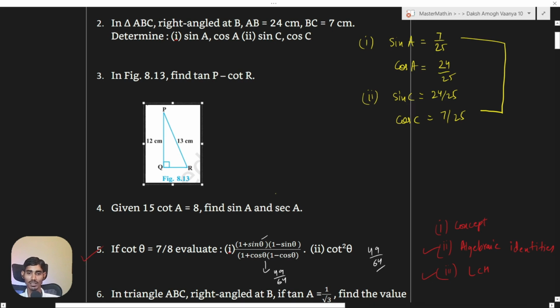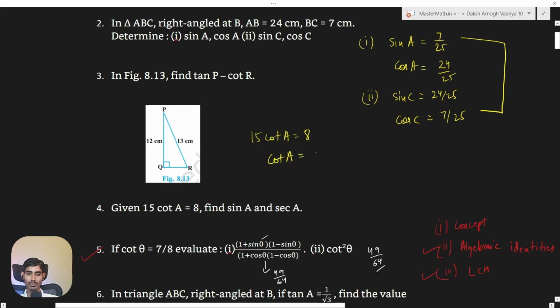So how to start this? I don't know if you got this or not. How to start? Anyone? Tell me how to start. First step. Yes, Daksh. Yes, sir. 15 cot A is equal to 8. So cot A is equal to 8 by 15. So if 15 cot A is 8, single cot A would be 8 by 15. 10 pens cost 100 rupees, 1 pen would cost 100 by 10. Okay, 8 by 15. And now you can solve the rest of the things.